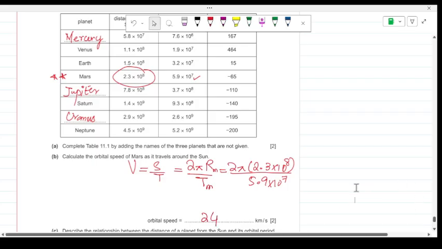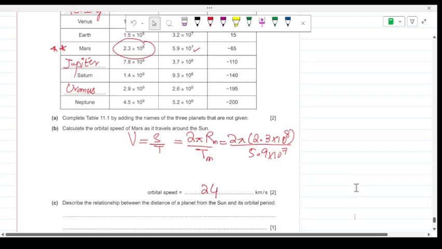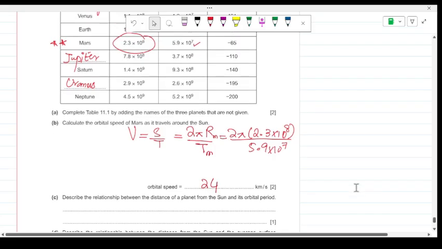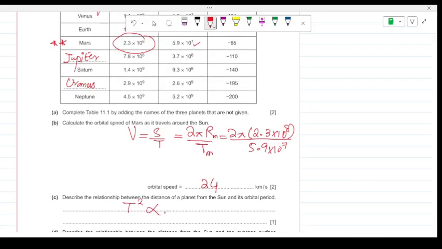What is the relation between the distance of a planet from the sun and its orbital time period? According to Kepler's law, the time period squared is directly proportional to the radius cubed, the distance of the planet from the sun cubed. So you can write that the distance of a planet from the sun and its orbital time period are directly proportional. In short, they are directly proportional to each other.